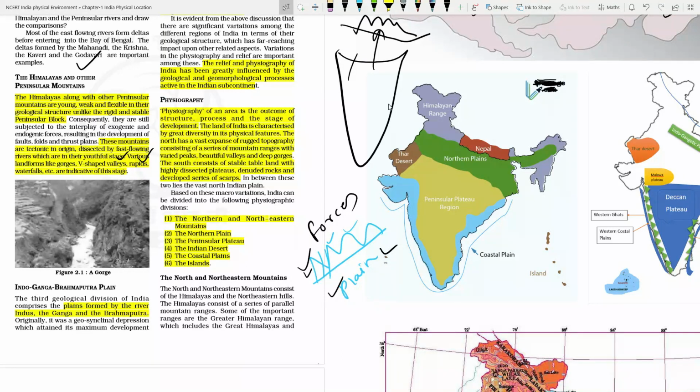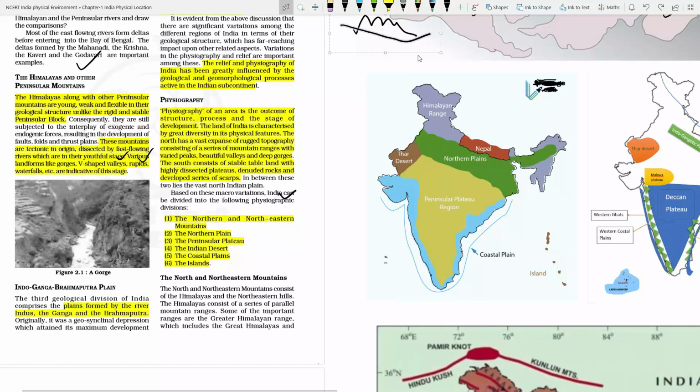So it depends on which stage it is there. Despite all the factors which are responsible playing their role, it will take time for its formation or its modification to change. That will take time. So India can be divided into multiple physiographic divisions.